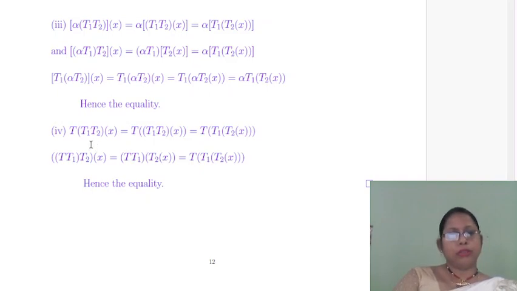Fourth property, T of T1 T2 at x can be written as T T1 T2 x. That can be written as T (T1 T2 x). Again T T1 T2 x can be written as T1 T2 x. As the right hand sides are equal, the left hand sides are also equal, hence we get the equality.